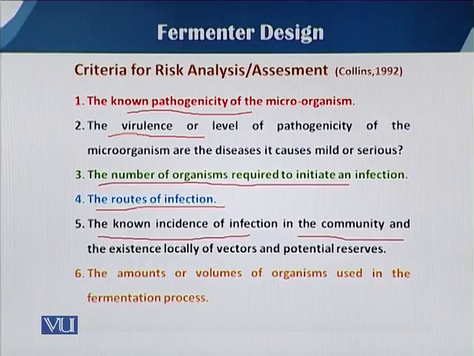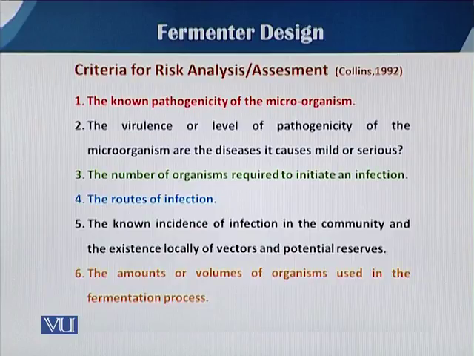The sixth criterion is the amount or volume of the organism used in the fermentation process. That means what scale of fermentation we are using: laboratory scale, pilot scale or industrial scale. As well as the volume, we have to look at what kind of process we are using, either solid state fermentation or submerged fermentation. We should be clear about the volume and the type of process, which is very related to knowing the risk factor associated with the organism, which we call the process organism.